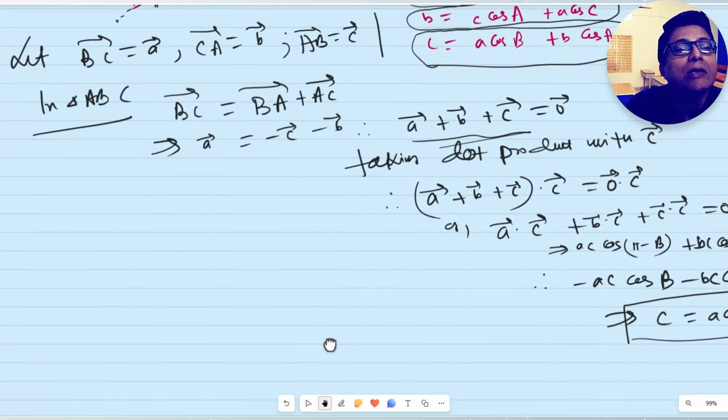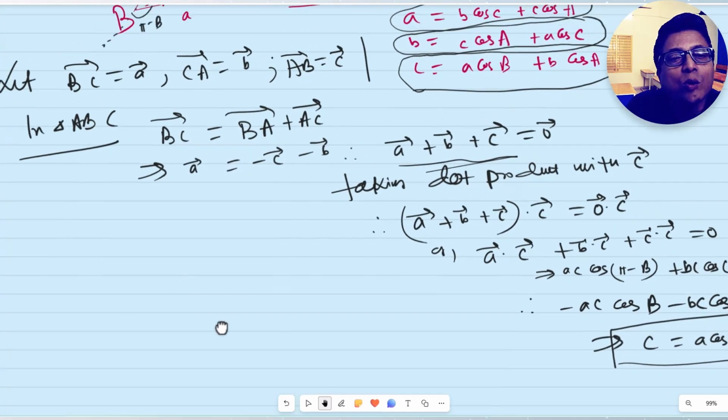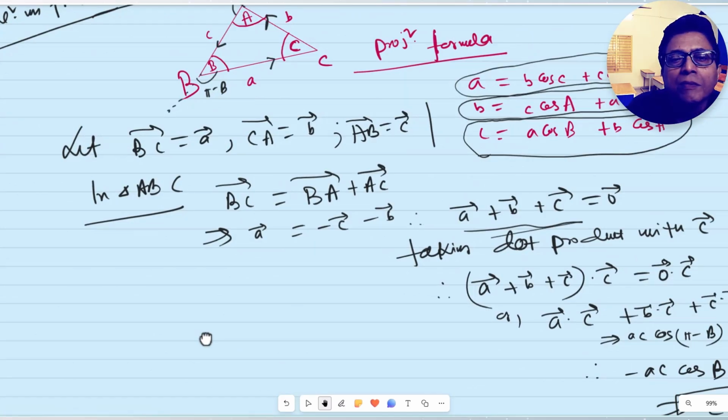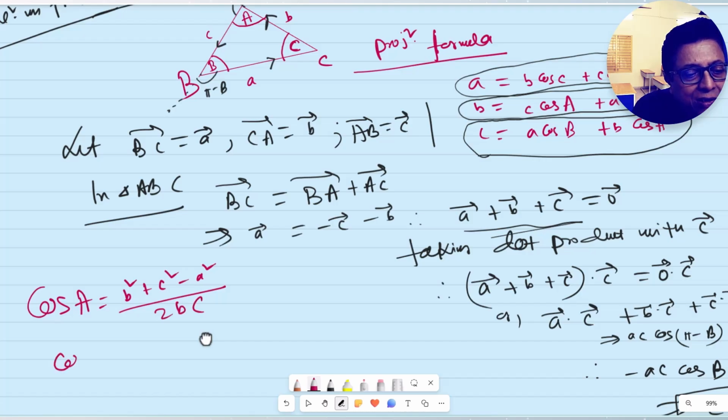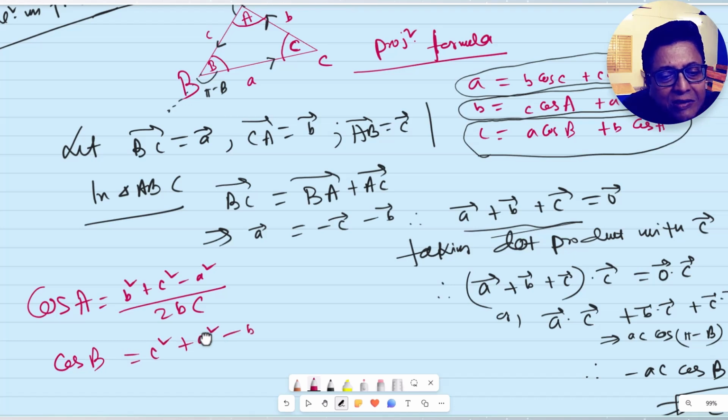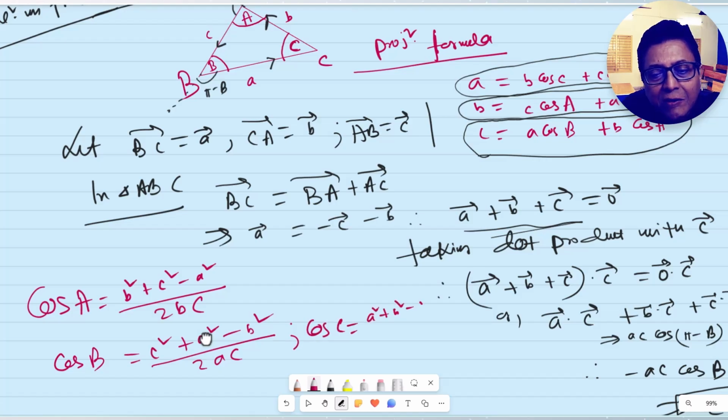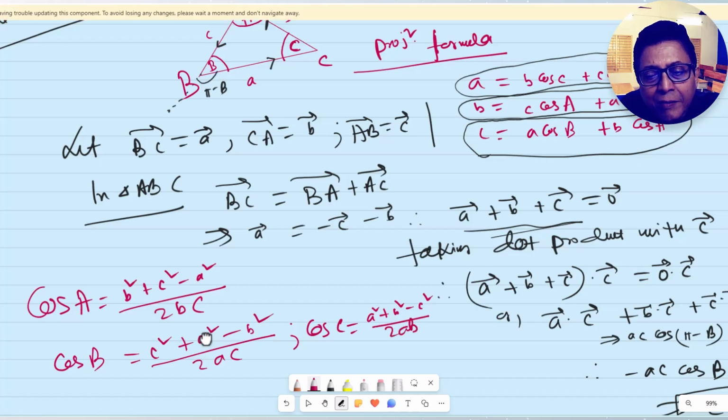And one more important thing here: that cosine law, we can prove it in a very fantastic way. That cosine rule is what? Let me write it first. Cos A equals (B squared plus C squared minus A squared) by 2BC. Cos B is what? (C squared plus A squared minus B squared) by 2CA. And cos C is what? (A squared plus B squared minus C squared) by 2AB.